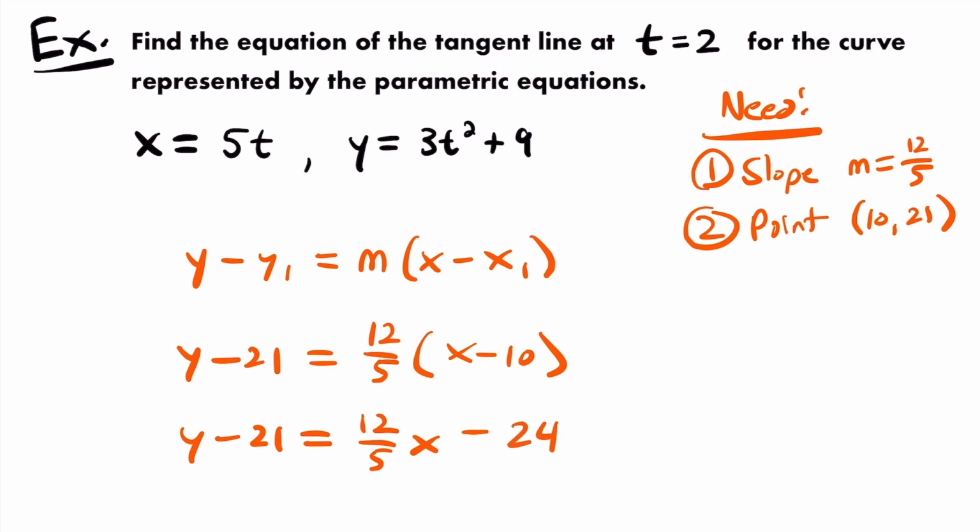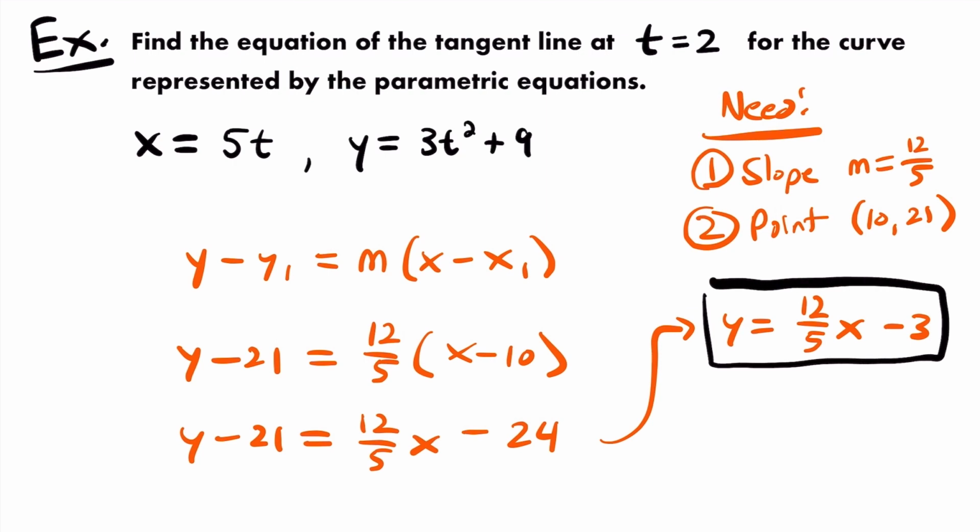And then we can simplify one more time by adding 21 to both sides in order to solve for y. So if we do that, we will have that y is equal to 12/5 times x, and then negative 24 plus 21 will be negative 3. And so y equals 12/5 x minus 3 is the equation of the tangent line at t equals 2 for the curve represented by these parametric equations. All we had to do to find this equation was find the slope at that value of t and the point at that value of t, and then use that slope and that point in the point-slope formula to create that equation.